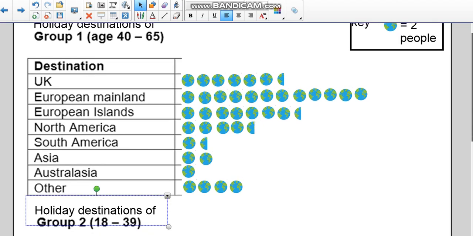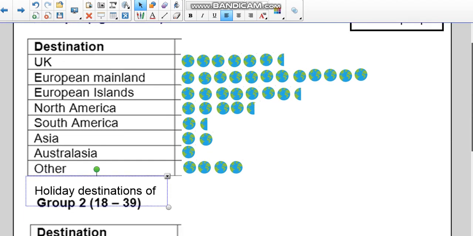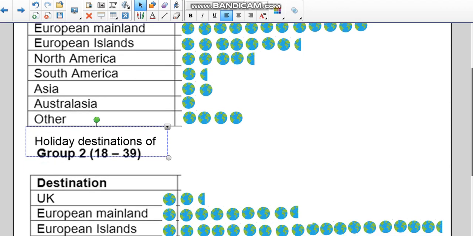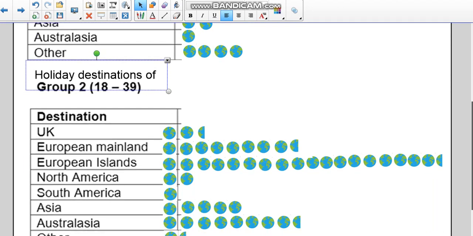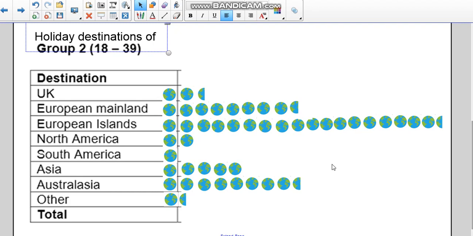So again, your pictures can be anything, but make sure they're lined up. Okay, it's the same key for this one, but again, it's really clear here that the European islands was the most popular and South America was the least popular.